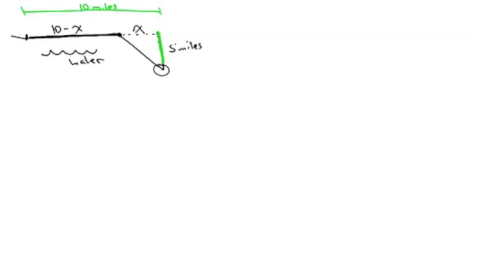All right, if this is x and this is 5, what's the length of this side? Square root of 25 plus x squared. Yeah, so this would be the square root of x squared plus 25, or 25 plus x squared. I could care less which way you write it.